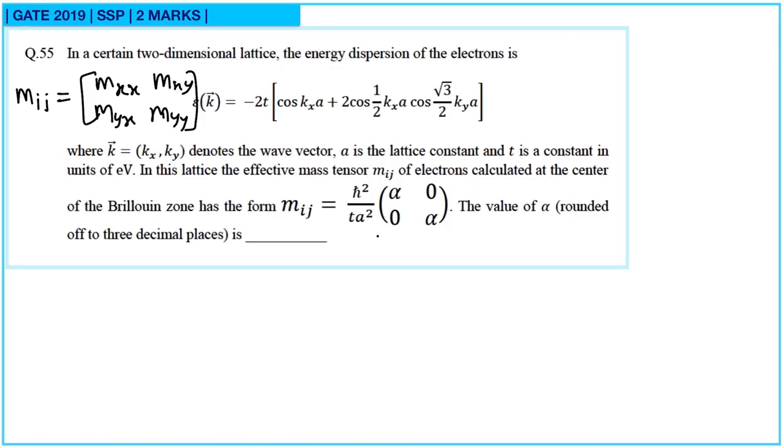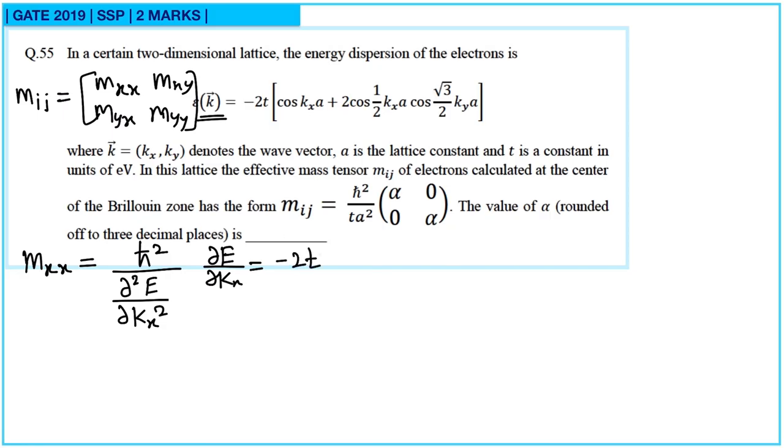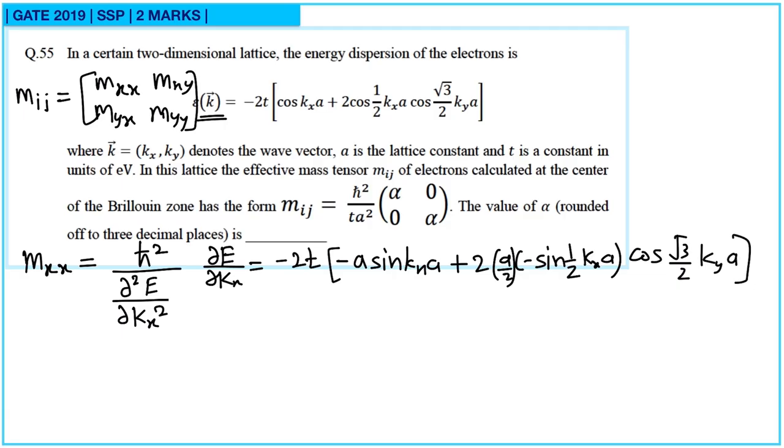Now since mxy and myx are 0, we can calculate mxx. This is equal to h cut square upon dou 2E by dou kx square, because it is xx. So we will take two derivatives with respect to kx. Let us differentiate this once. This is the expression we have. So dou E by dou kx is minus 2t, t is constant, then cos kx a will give minus, so it will be a into sine of kx a, plus this 2 into again minus sine of half kx a, and we'll have a by 2 as well, so into a by 2, into we have cos of root 3 by 2 ky a. That will be the same thing.